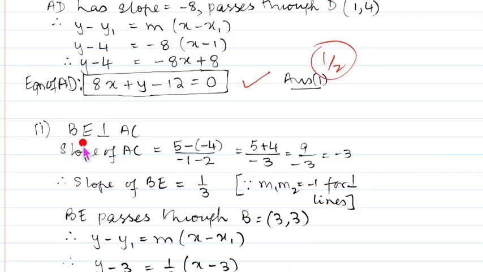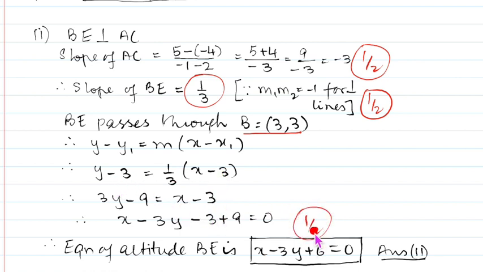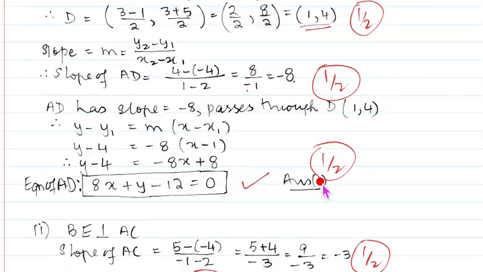Then we have to find the equation of BE, which is perpendicular to AC. So first we'll need the slope of AC because we have only coordinates of B. We don't have E coordinates. So we can't find the slope of BE. We'll need the slope of AC. So we'll find the slope of AC, that will be half mark, and so the slope of BE is going to be this. It's going to be minus reciprocal. Now BE is passing through B. It has a slope of 1 upon 3. Use slope point form, substitute, cross multiply, and that will be your 3rd mark. So that finishes 4B.